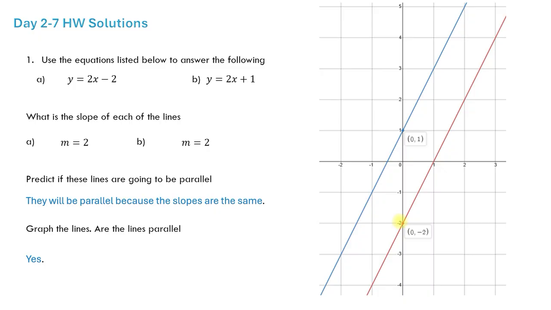Now, looking back at the equation, we can see that the y-intercept of A is negative 2, and the y-intercept of B is positive 1. And sure enough, here's the y-intercept and the y-intercept there.